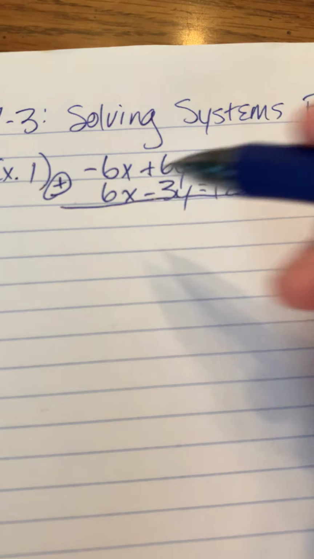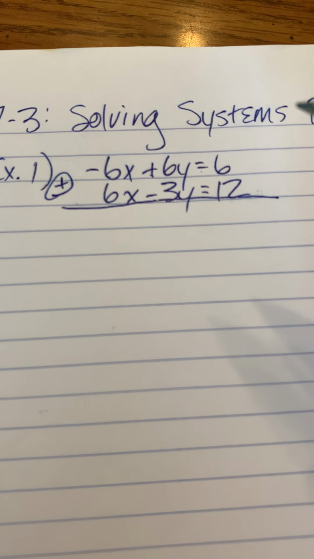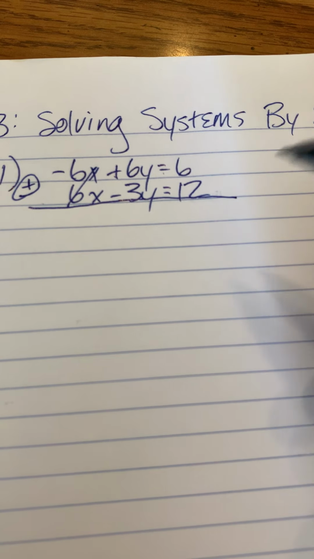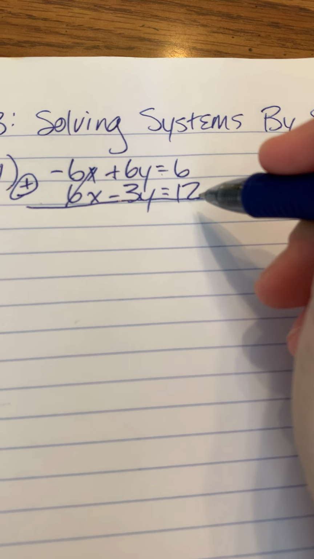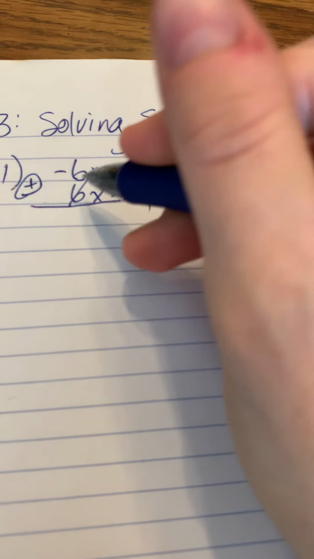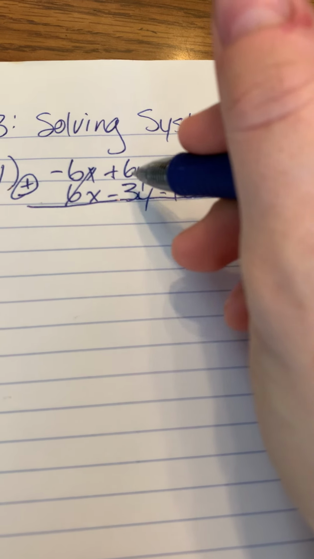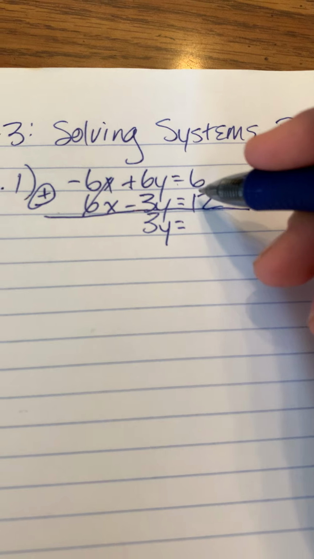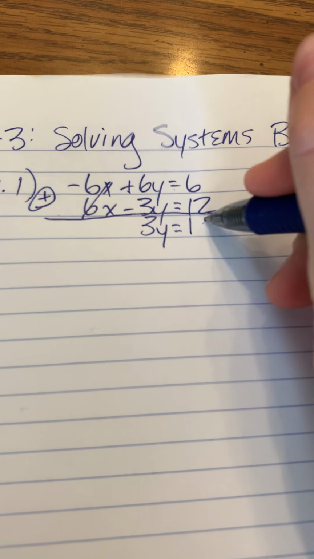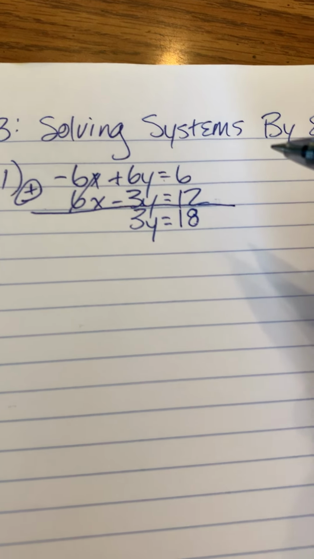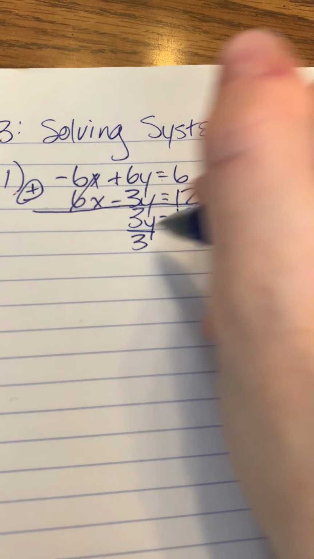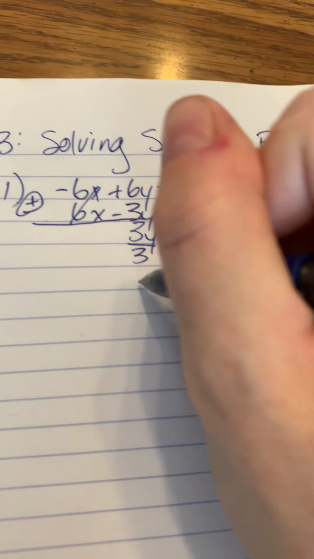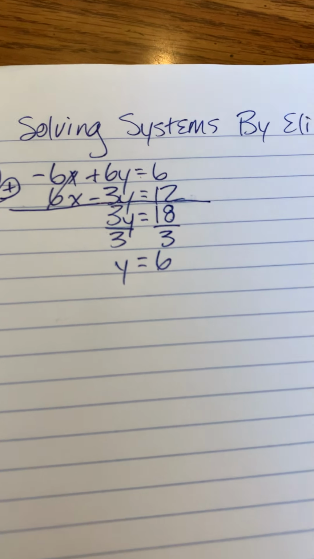What's negative 6 plus 6? It's 0. So these cancel each other out. And we're just going to write down what we get when we add these other ones. 6y plus negative 3y is 3y. 6 plus 12 is 18. Now we need to divide by 3. Divide by 3. And you get y equals 6.